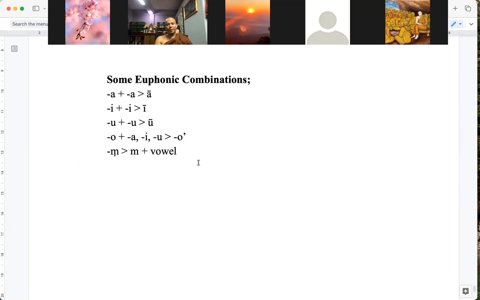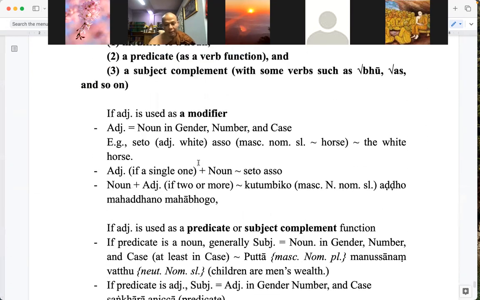Okay, hello, Bante. I have two questions relating to the three examples that Bante has just taught us. The first one is the white horse, seto asso. In that situation, the adjective is seto, white, modifying the noun. Asso is the horse. So it's clear that the adjective stands in front of the noun.